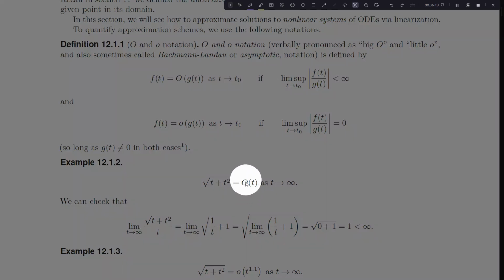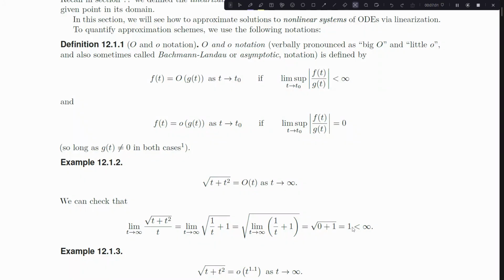If we're saying it's big O of t, we're going to calculate the limit of f divided by g, which in this case is root t plus t squared divided by t, and you go through your standard Calc 1 and 2 limiting arguments there. And we end up with 1, which is certainly a finite number.